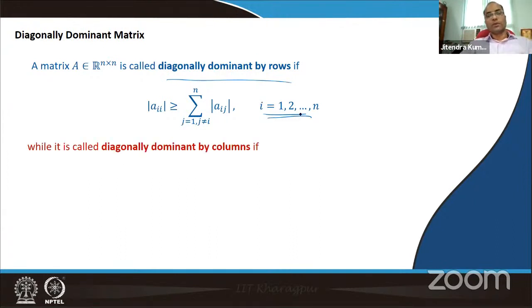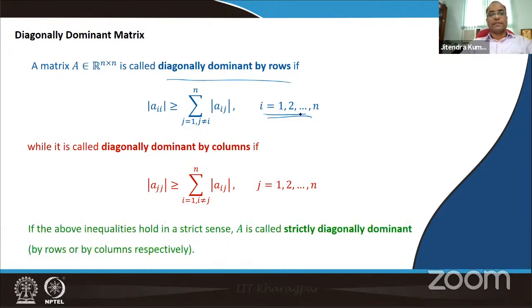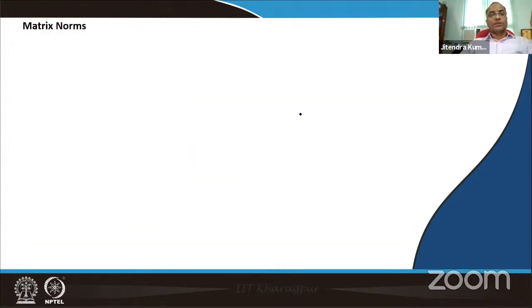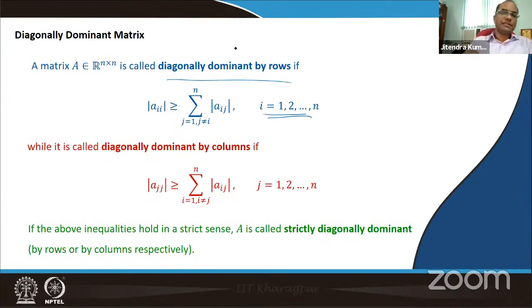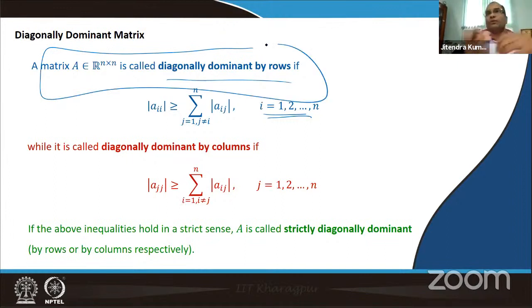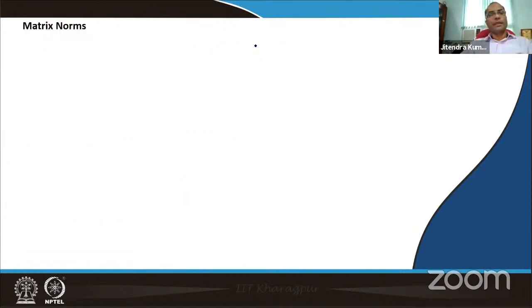It is called diagonally dominant by columns if it is the other way around, when you talk about the sum in the other direction, the column direction. And if the above inequality holds in a strict sense, we call it strictly diagonally dominant by rows or by columns, respectively. Okay. So this is one point which we need here to discuss the convergence of these methods.